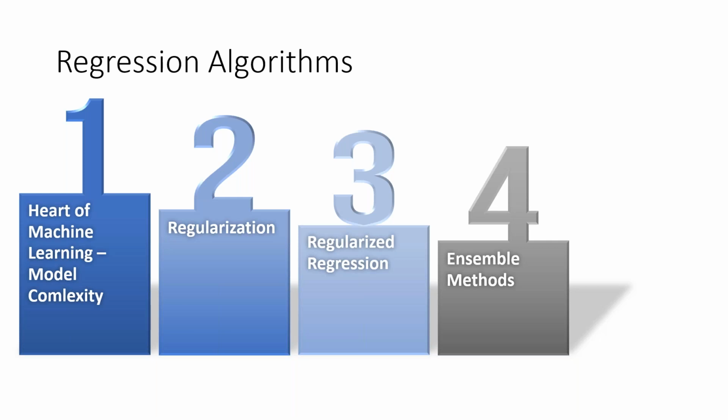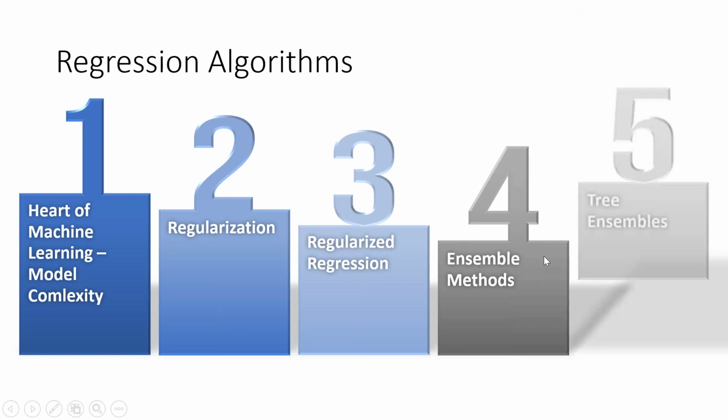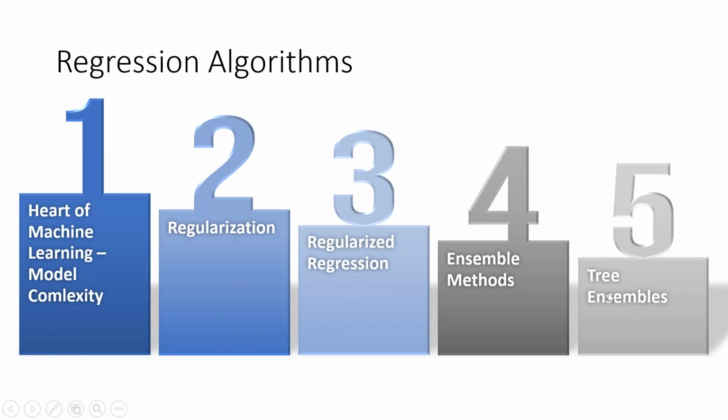Ensemble is a very generalized term. You can talk about ensembles with deep learning algorithms also. Regularization can be discussed for deep learning algorithms also. These are concepts, basically. When ensemble methods are applied on decision trees, we call them tree ensembles. So the random forest regressor and boosted tree regressor, these two algorithms, are tree ensemble algorithms.